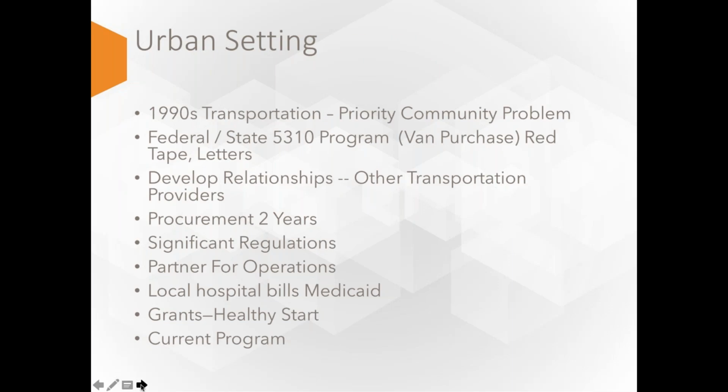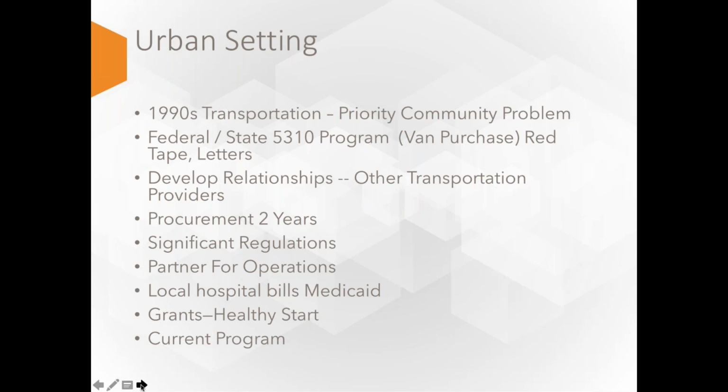Way back in the early 1990s, in our area, transportation was really the priority community problem. This slide and the next little bit of information are really for if you're thinking about starting your own transportation program. As we looked into this, we found a federal state program called the 5310 program, which purchases a van for you. There's a lot of red tape involved. There are a lot of letters, and these are letters of support, which really do make a difference.